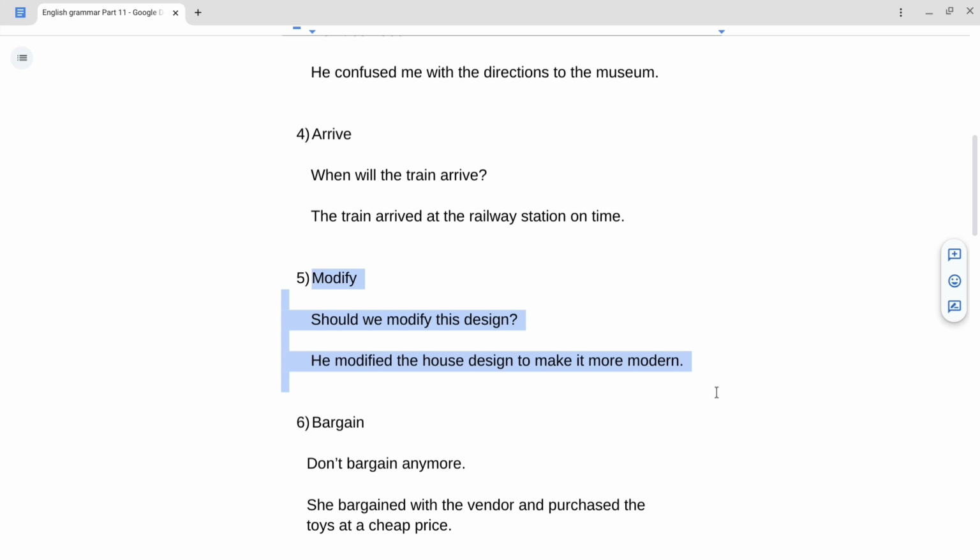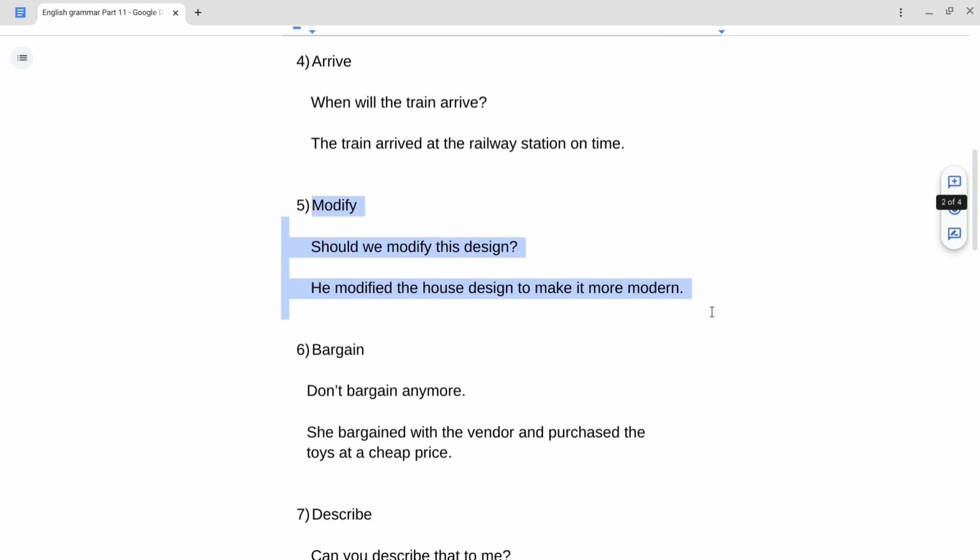One of my friends knows how to draw house designs. I am planning to build a new house, construct a new house. So he showed this design to me and asked whether I am okay with this design. Should we go forward with this design or should we modify this? That means, should I make any changes to this design? Modify means to make changes. The past form is modified.